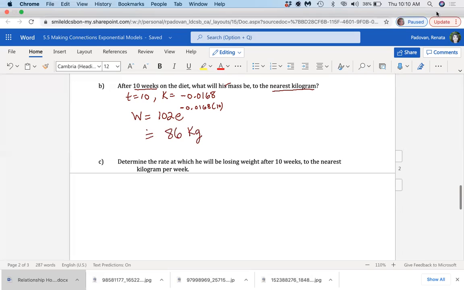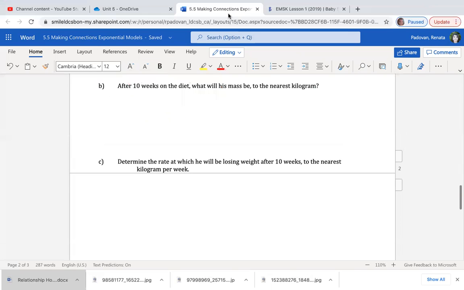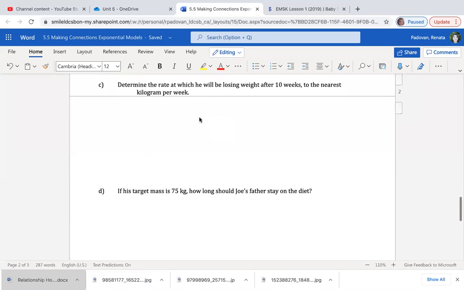Because I'm looking ahead at C, where it's talking about a rate. So determine the rate at which he will be losing weight after 10 weeks, to the nearest kilogram per week. So now that I'm looking at rate, I'm looking at the rate at the 10-week mark, which we already figured out part of in B. Because I'm looking at a rate, I'm looking at the derivative, which I haven't done yet.